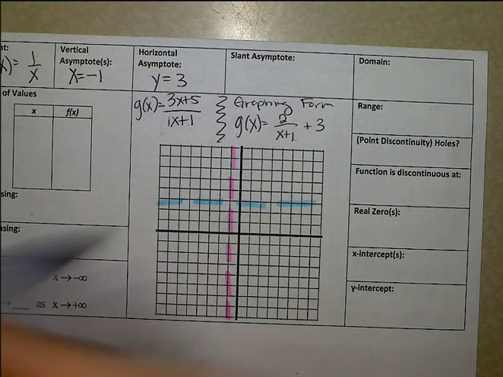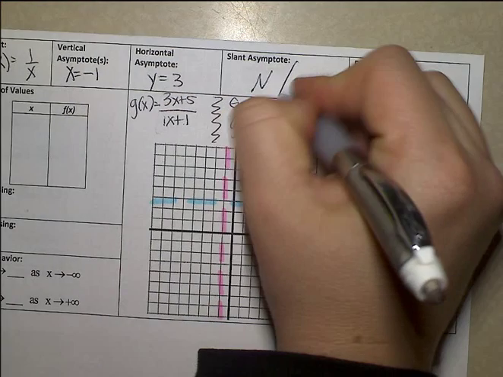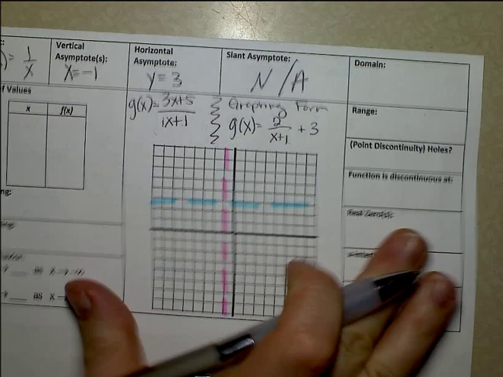There is no slant asymptote for this. You'll learn about that on Thursday. It does not apply to this problem.